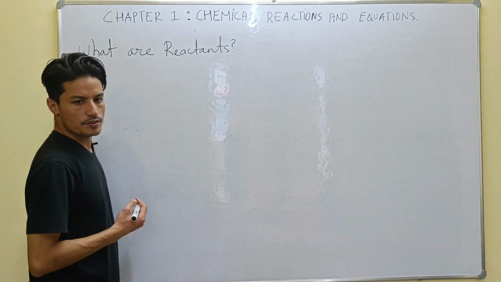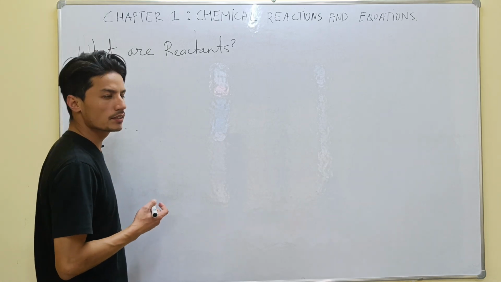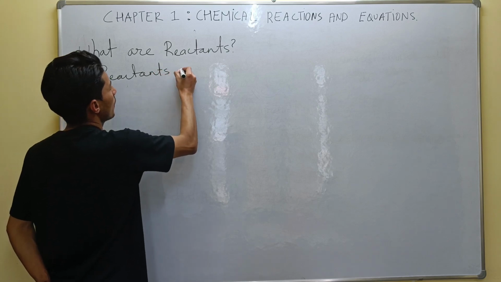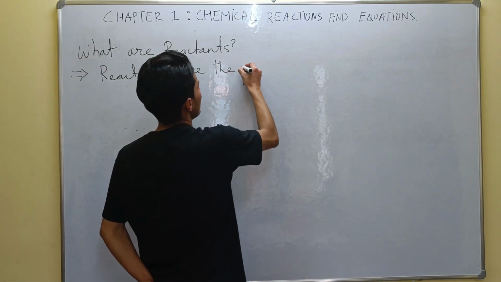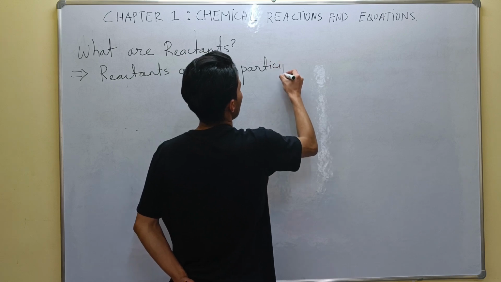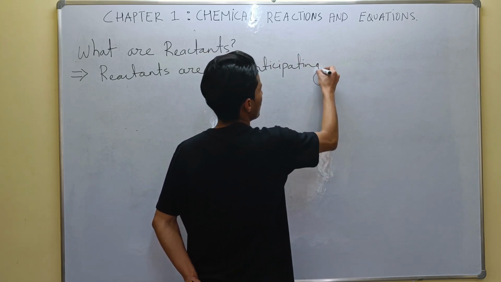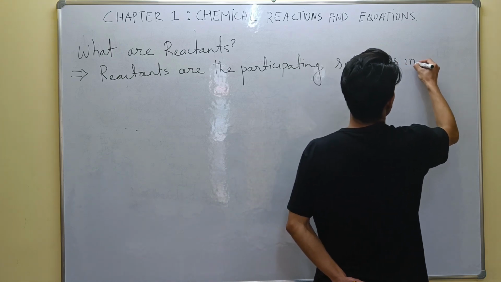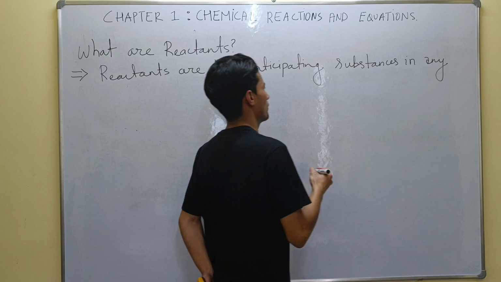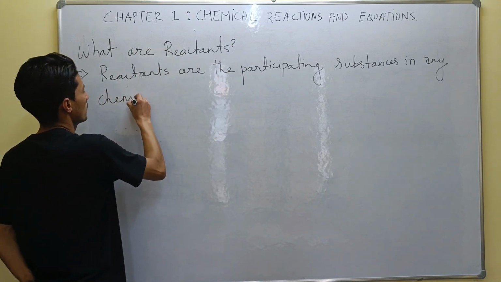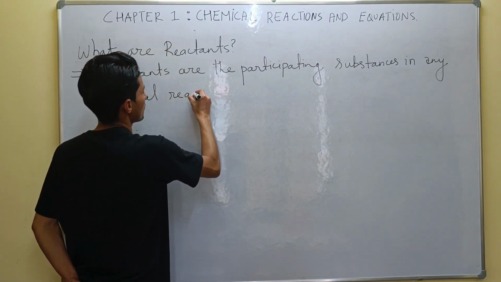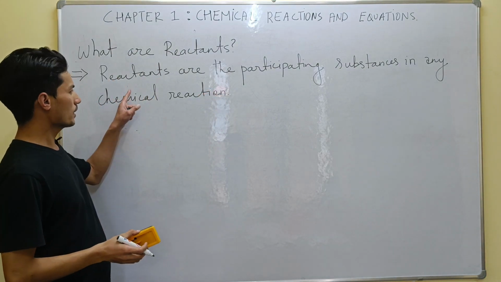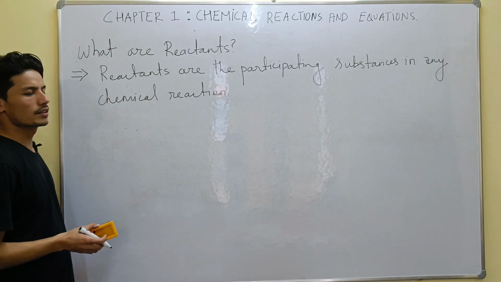So what are reactants? Reactants are the participating members in any chemical reaction. So reactants are the participating substances in any chemical reaction. Okay, this is one of the definitions of what reactants are. Reactants are the participating substances in any chemical reaction.